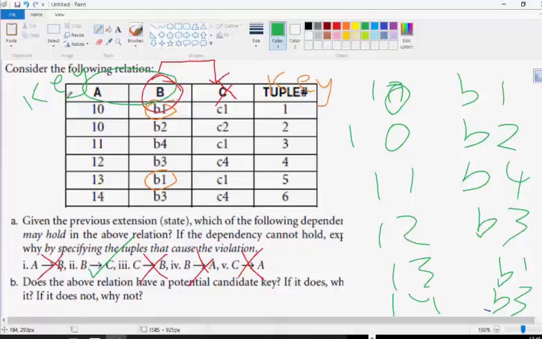BC. But if you look at that one, there's someone like this. They are repeating. So you can combine, but if they are repeating, it's not going to work for a key.